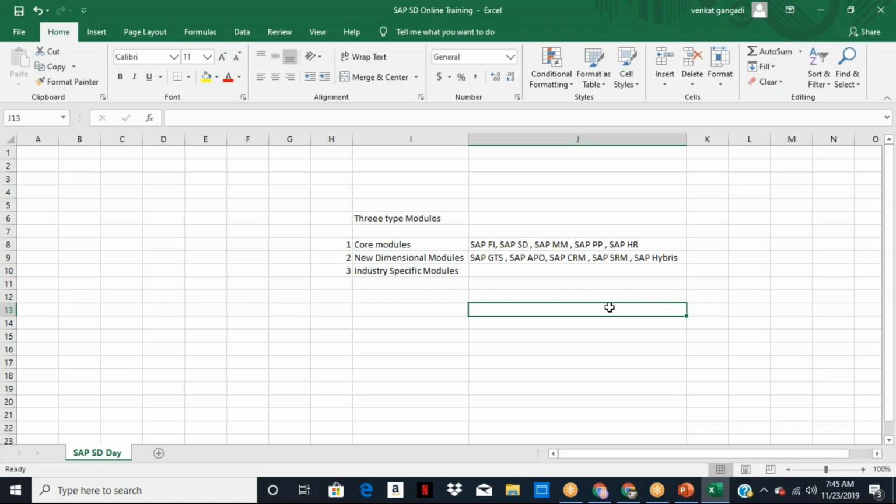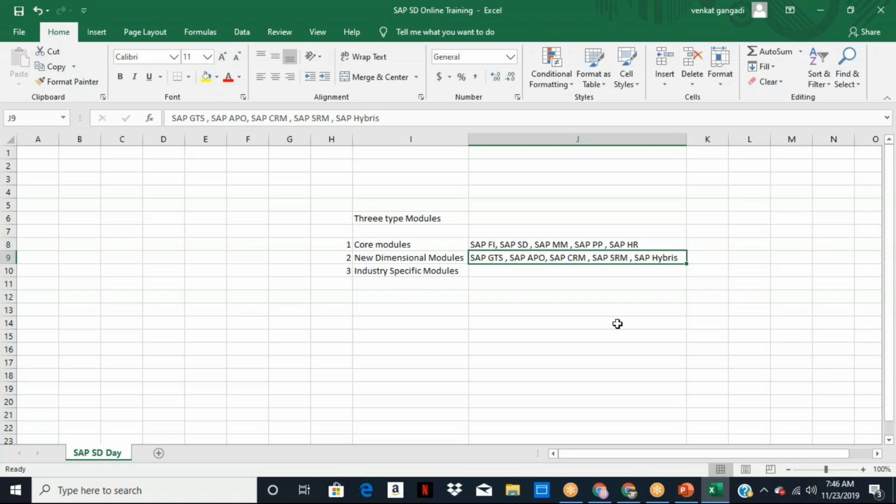So by taking into consideration all these limitations, SAP developed the concept of APO, SAP APO GATP, that is global available to promise. Like this, whichever module has limitations in the core modules, in areas not good enough to support the clients, SAP came up with the concept of new dimensional modules: GTS, APO, even CRM also.